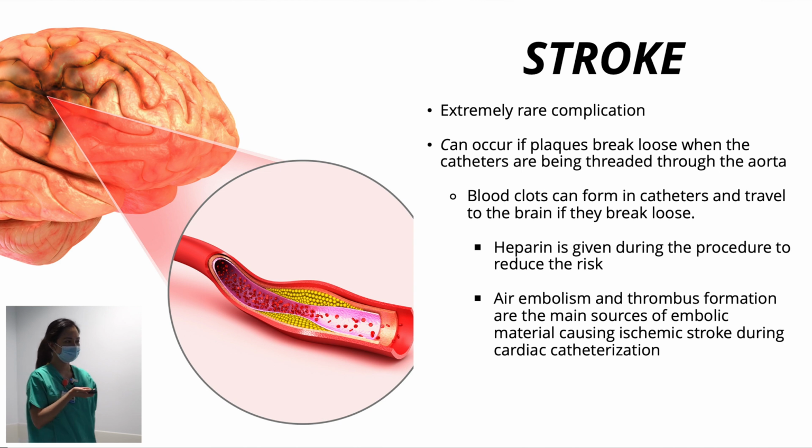What type of stroke can we normally see as a complication for cardiac caths? Ischemic stroke, yes, that's correct. Blood clots can form in catheters and travel to the brain if they break loose. So it's very important, again, to use heparin or any anticoagulants, and also to flush the catheters. Make sure that you flush them before you use the catheter again. Air embolism: make sure all the lines are free of air, the manifold and the indeflators, because they can cause stroke.